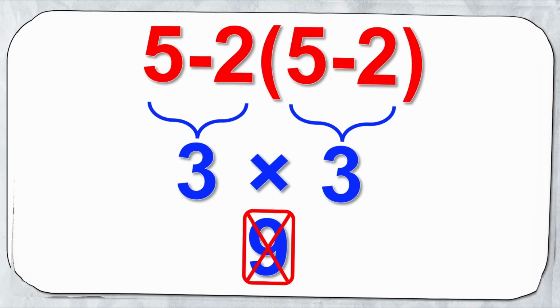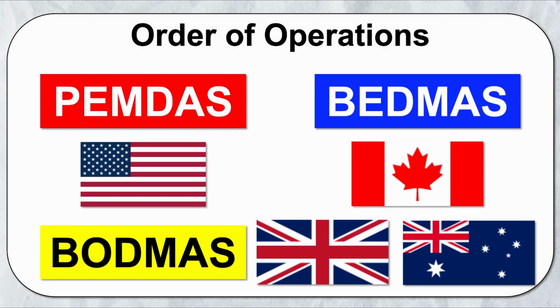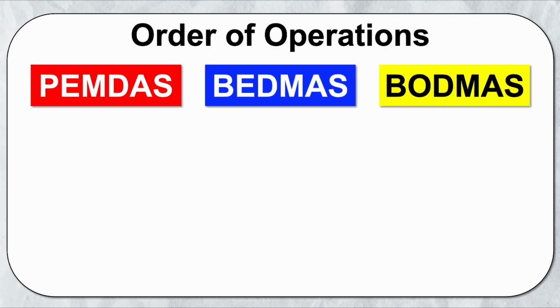And the reason for this is because of something called order of operations. Now, depending on where you're from, you might call this something different. If you're from the United States, maybe you'll call this PEMDAS. If you're from Canada, it's BEDMAS, and if you're from somewhere else, it's actually BODMAS. But no matter where you're from, they follow the same set of principles, and it essentially tells you the order in which math must occur so that it's standardized no matter where you are.